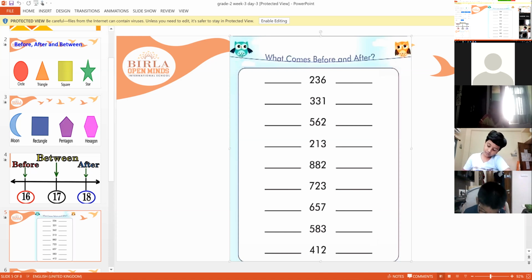412. Yes. And children, you have to draw these lines also. Number is given there, so you have to draw a line before that number and after that number.